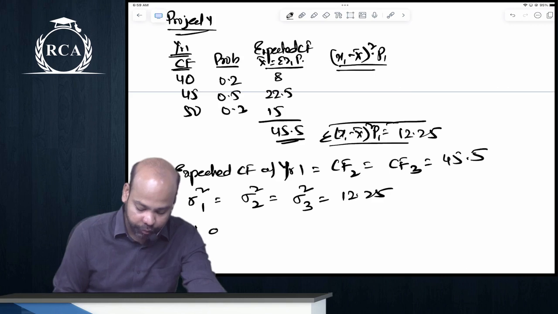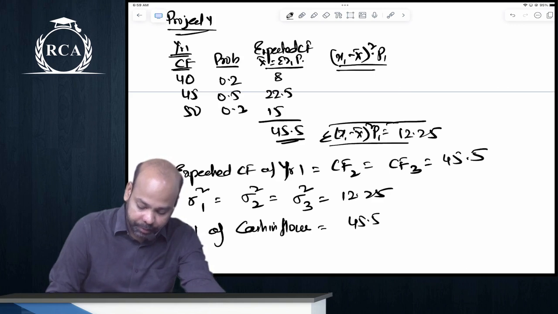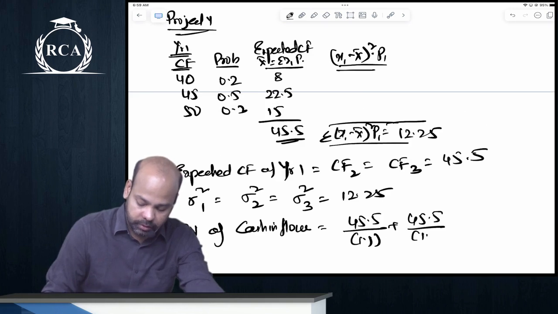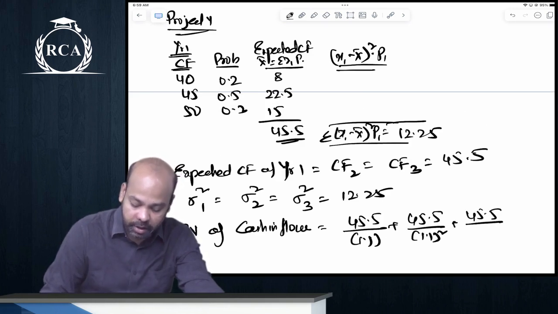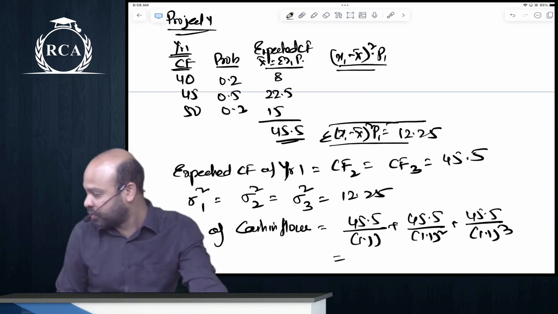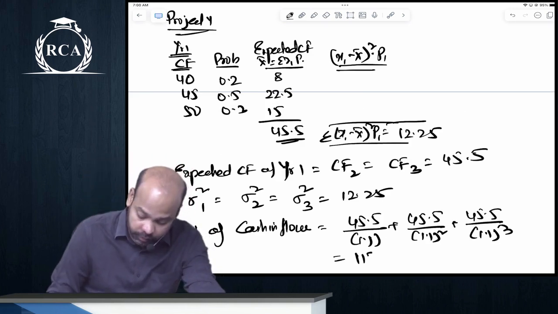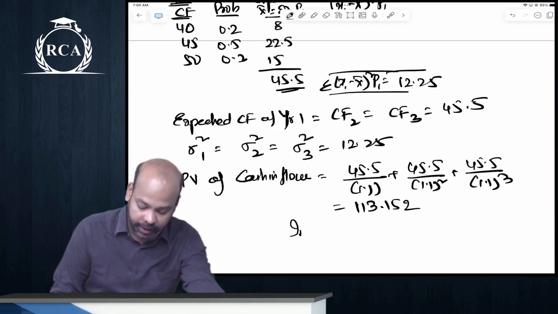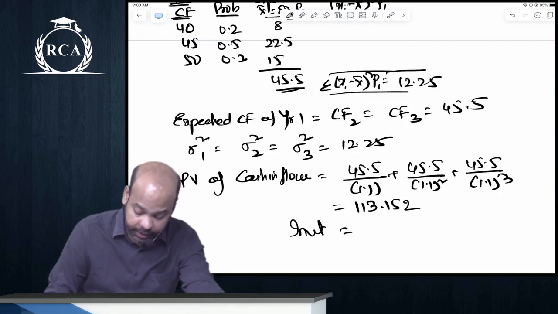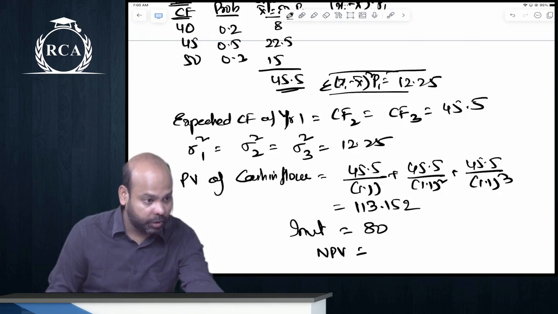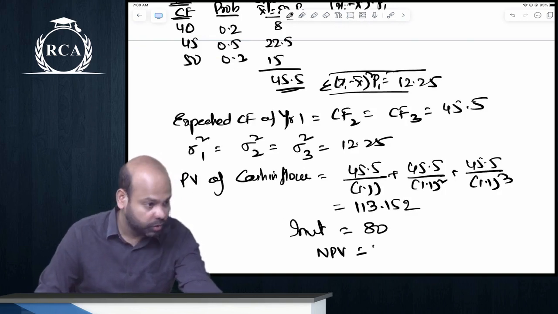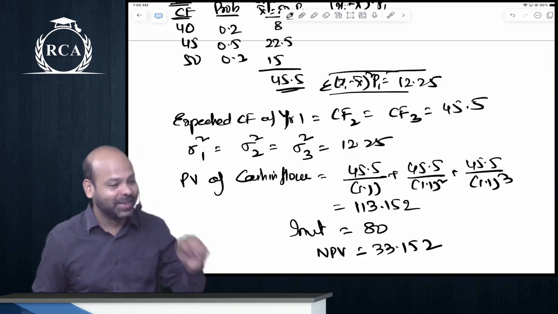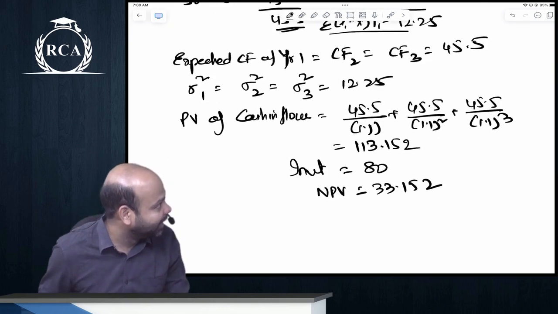What will be your present value of cash inflows, beta? I can write 45.5, guys, multiplied by present value annuity factor for 3 years. How much will the present value of cash inflows come to, beta? 113.152. How much is the investment, beta? 70 was the previous project, beta, and 80 is this project. So 33.152, guys, is the amount of your NPV. Are we clear about this?